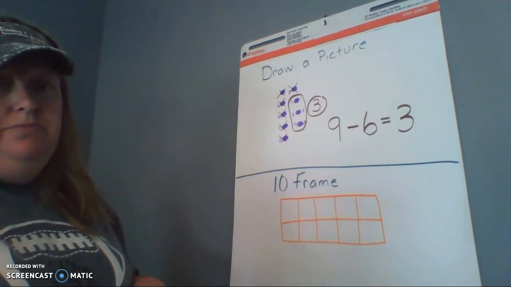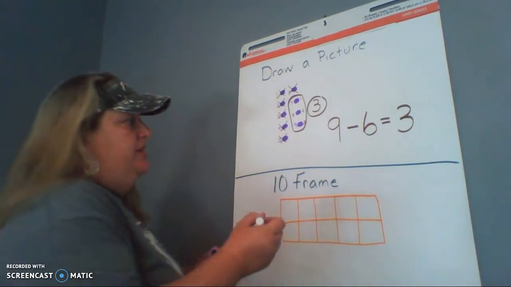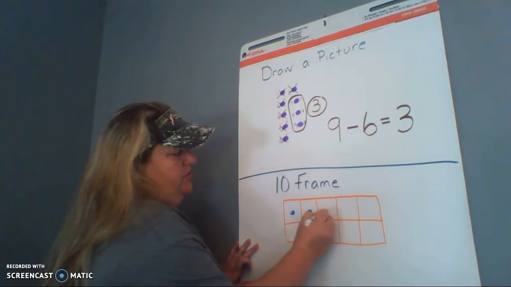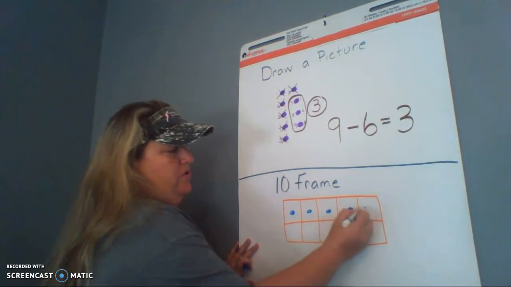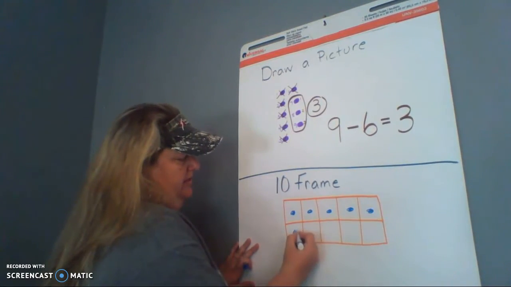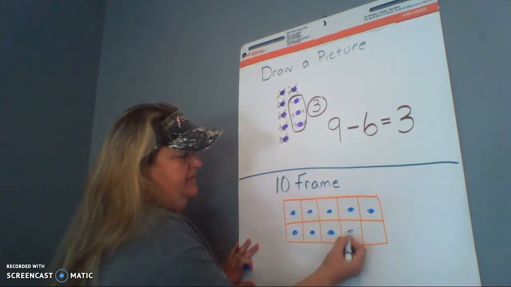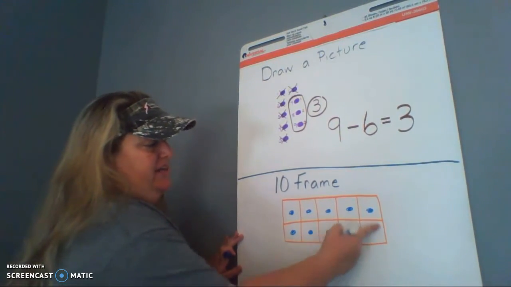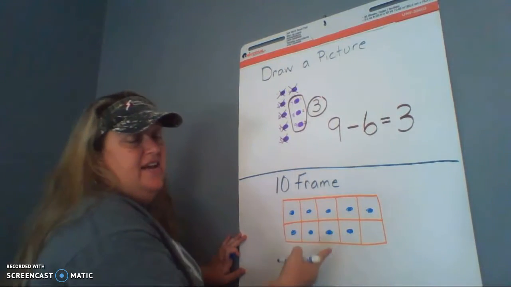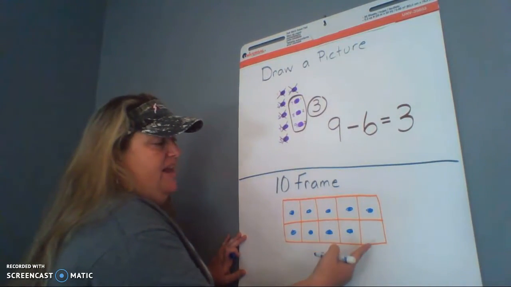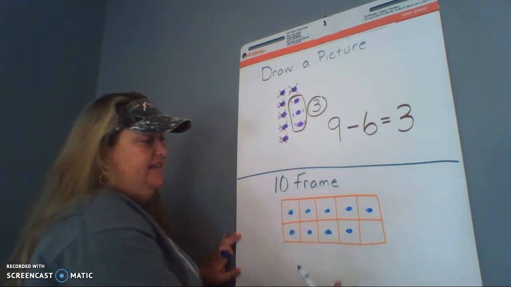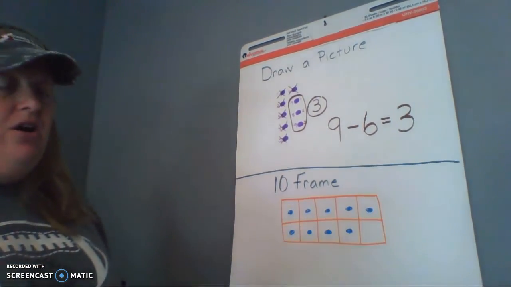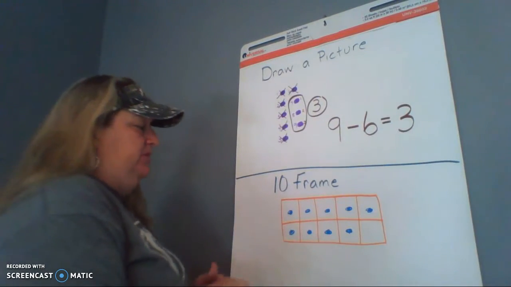Okay, so how many paintbrushes did she start with? Well, she started with 9. 1, 2, 3, 4, 5, 6, 7, 8, 9. I didn't really need to count that because I know that if I leave one empty, that's 9, because 1 less than 10 is 9. So here's our 9 paintbrushes, and then Mrs. R gave away 6 of those paintbrushes.